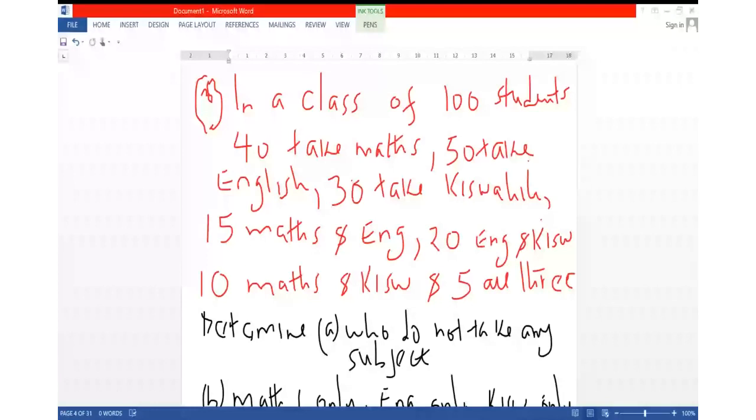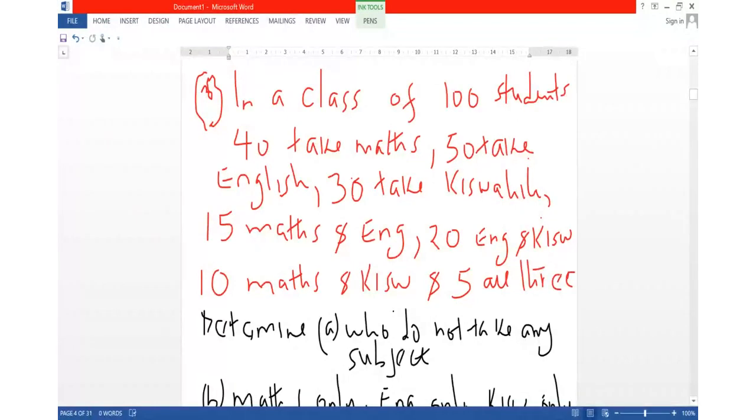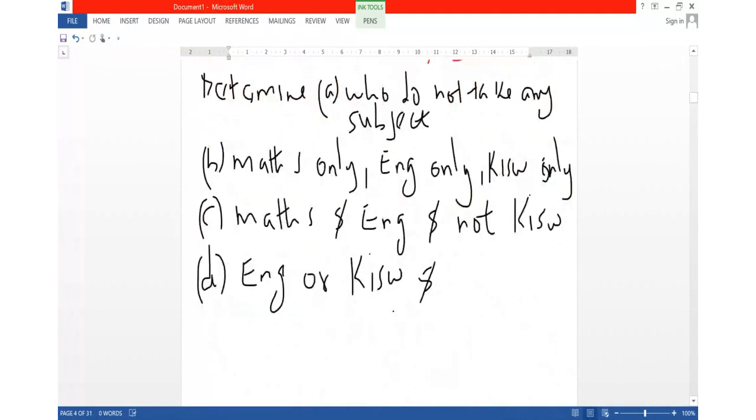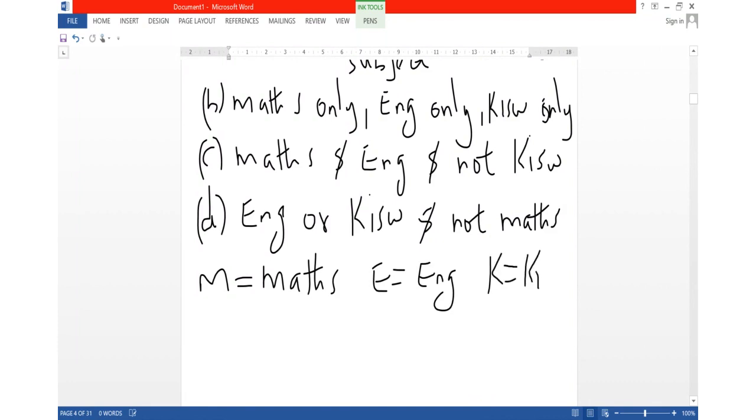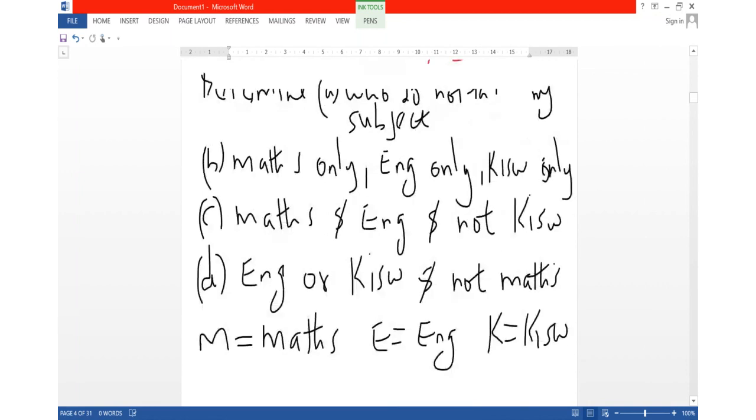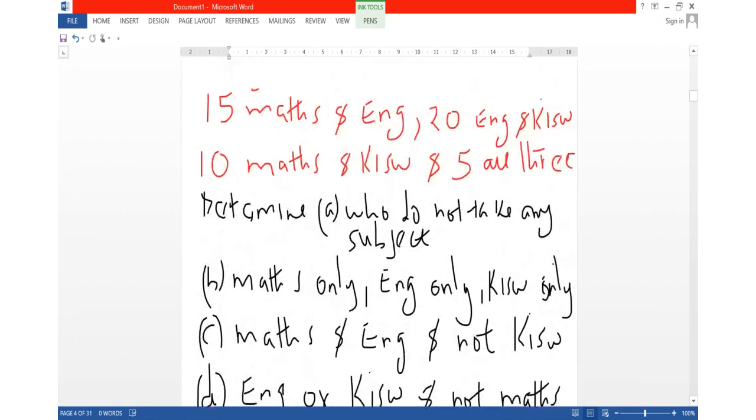So this one, first of all, you ask yourself how many sets we have. The sets that we have are 3: maths, English, and Kiswahili. So that's where you start. We shall come to the questions later. We can call this one maths, M for maths. For English, we can call this one E, English. And for Kiswahili, we can call it K. You can use any letter that you prefer. If you prefer your name so much, you can still use letters from your initials. I don't have a problem with that.